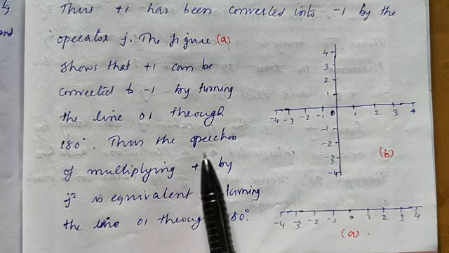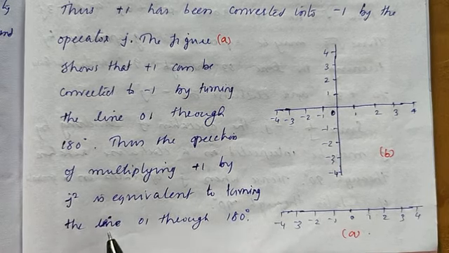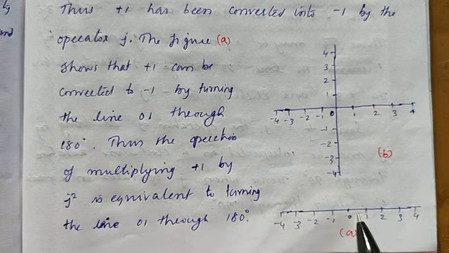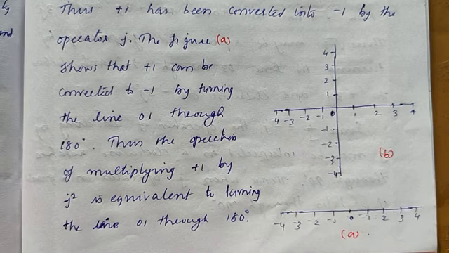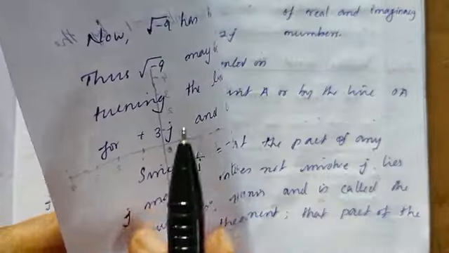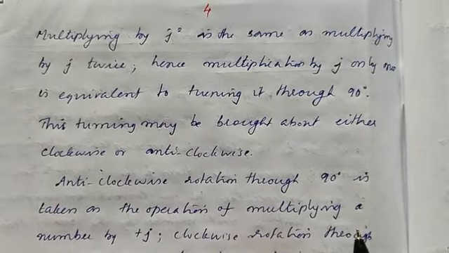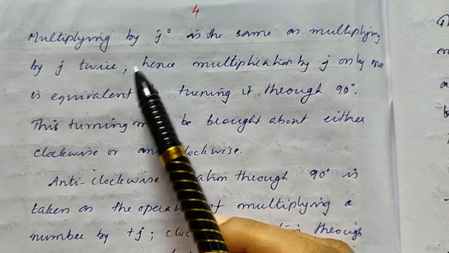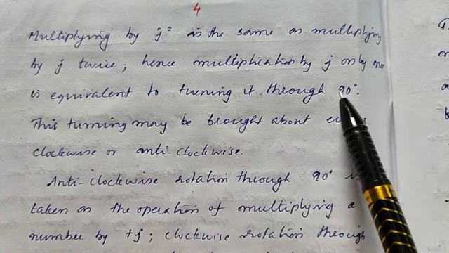Thus the operation of multiplying plus 1 by j square is equivalent to turning the line 0, 1 through 180 degrees. 0, 1 means this line. So the operation j square means turning this line through 180 degrees. This is what is meant by the operation j square, a 180 degree rotation. Multiplying by j square is the same as multiplying by j twice. Hence, multiplying by j only once is equivalent to turning it through 90 degrees.